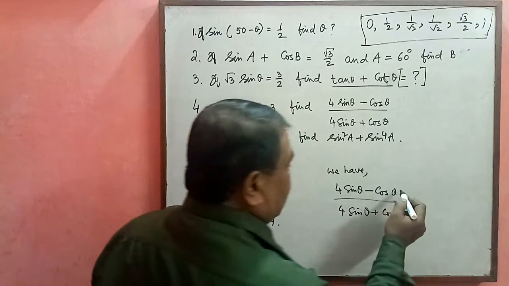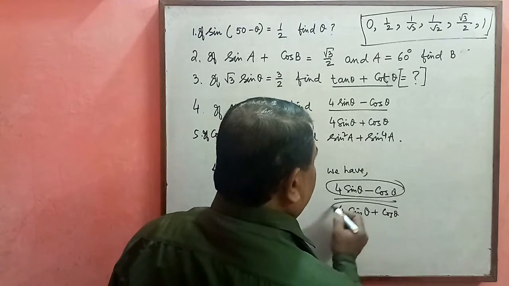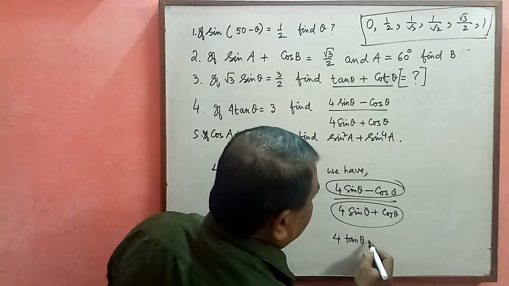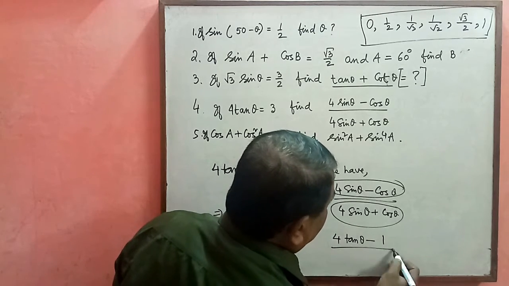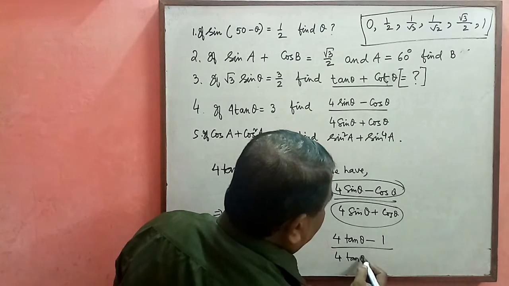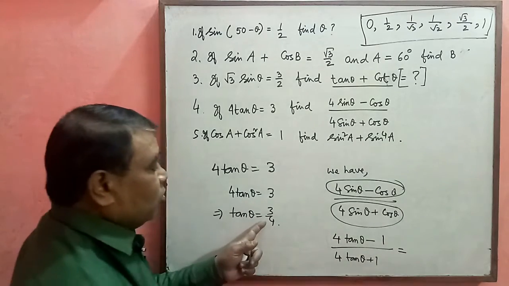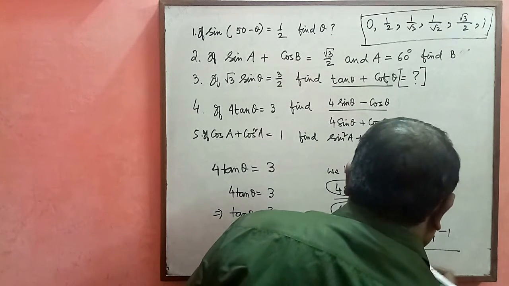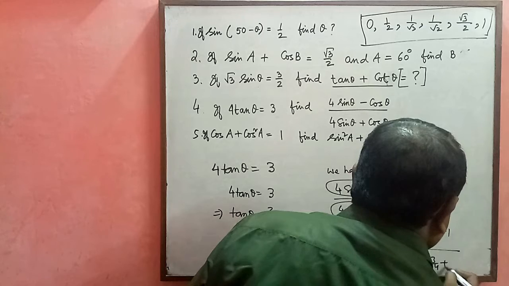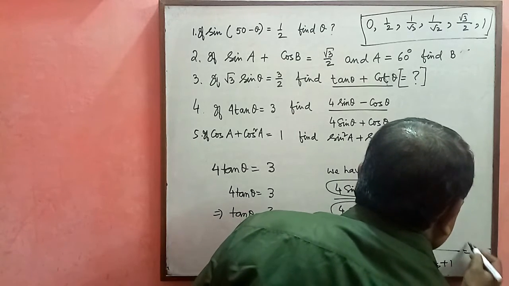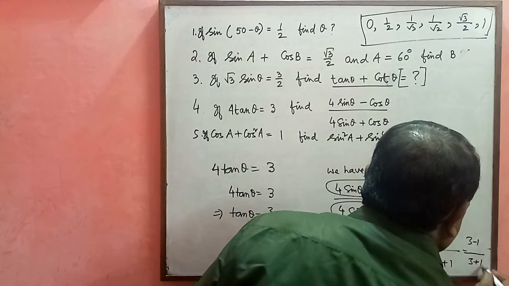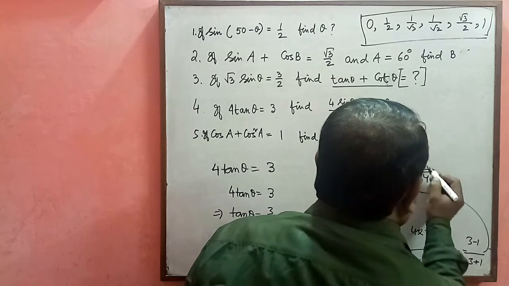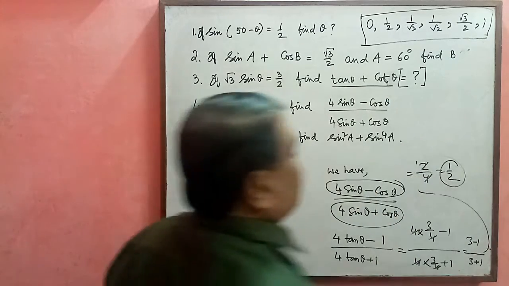Now dividing the numerator and also the denominator by cos theta, this will be 4 tan theta minus 1, since cos theta upon cos theta is 1, upon 4 tan theta plus 1. Now put this value very carefully: 4 into 3 upon 4 minus 1, upon 4 into 3 upon 4 plus 1. 4 cancels out. So this is 3 minus 1 upon 3 plus 1. This is 2 upon 4, or 1 upon 2. This is the answer, 1 upon 2.